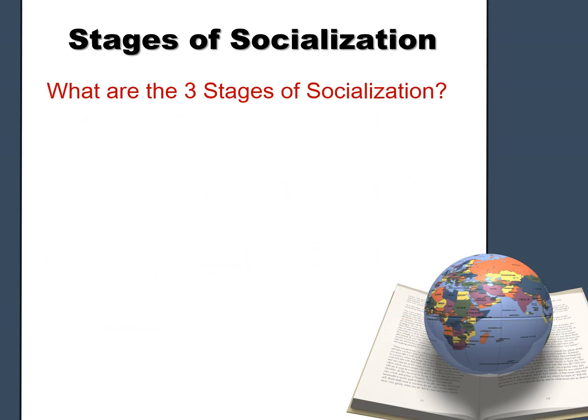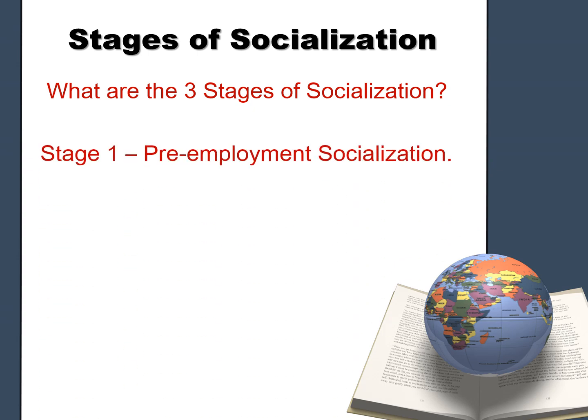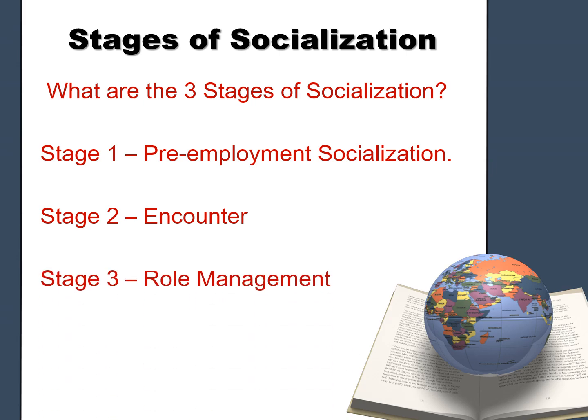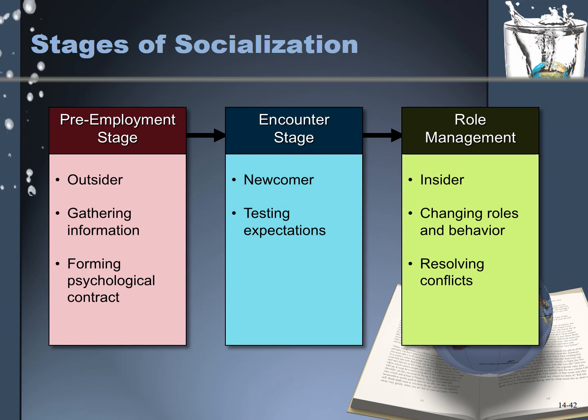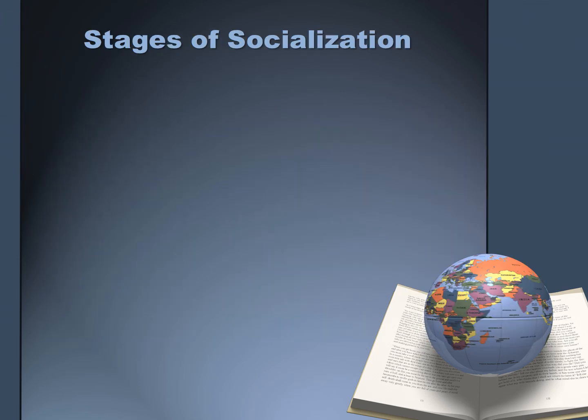Stages of socialization, there are three of them. One, pre employment, two, encounter, and three, role management. So, in the pre employment stage, you're an outsider and you're gathering information, trying to form a psychological contract with the new job and new company. The encounter stage is you're a newcomer and you're testing your expectations as well as the organization is testing theirs. Role management, now you're an insider, you're changing your roles and behavior and resolving conflicts.